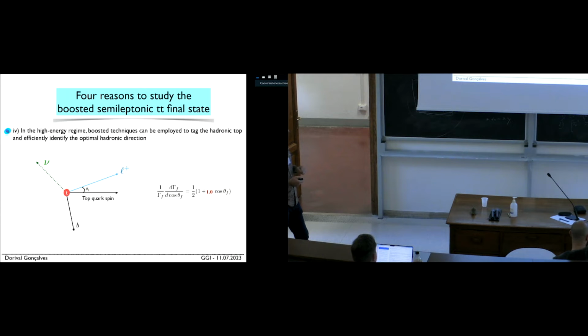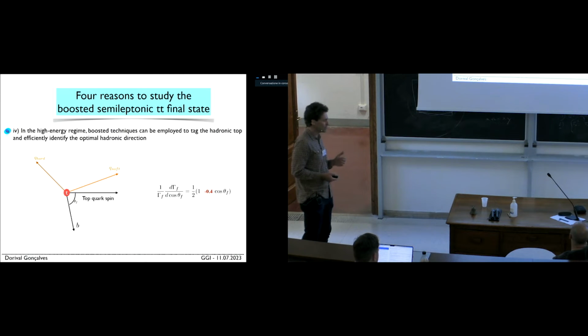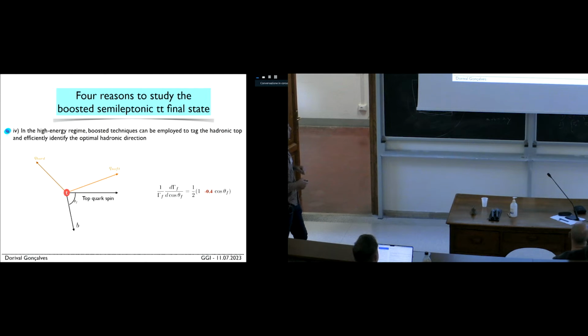But there is one thing that is not so trivial. It's nice to look at the leptonic, because you have a polarizer here, and that's the charged lepton, and it has a spin analyzing power of 1. But if you have a hadronic top decay, how do you do that? So the easy choice is to try to use the B quark. And the B quark has a spin analyzing power of 0.4.